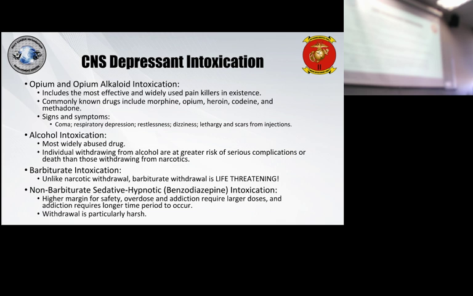And non-barbiturate sedatives, not like benzos. There's a higher margin of safety for overdose, addiction requires a longer period to occur, and withdrawal is particularly harsh.